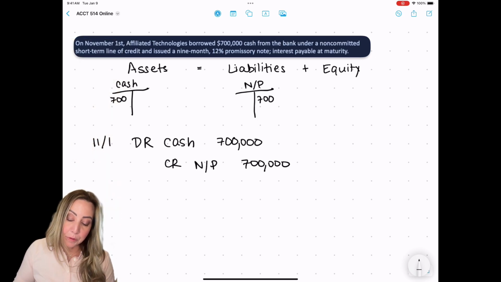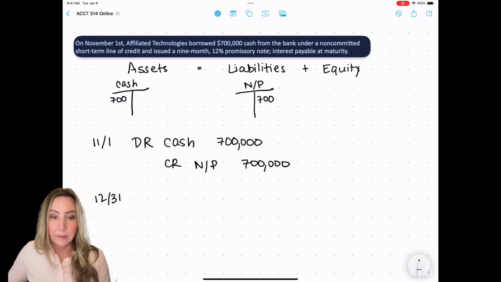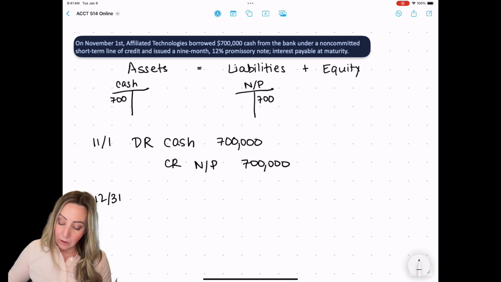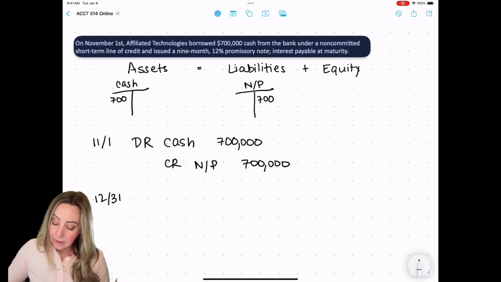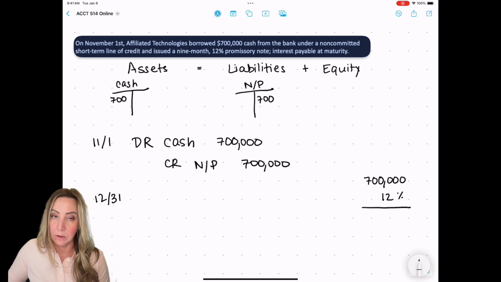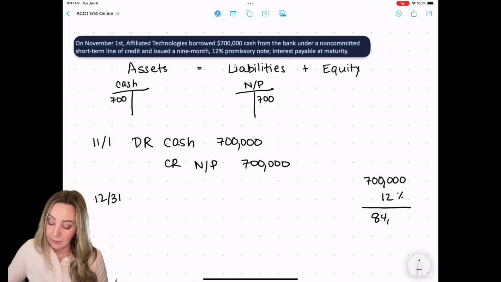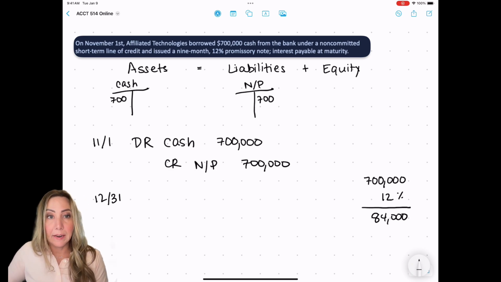And on December 31st, we now need to record the 2 months of interest for the months that have gone by. So we're going to record interest expense. We need to calculate what that interest expense is. We have a 12% rate of interest, which is an annual rate. If we multiply 700,000 by 12%, we get $84,000. That $84,000 represents 12 months worth of interest. Well, this is only a 9-month note, but also only 2 months have gone by.